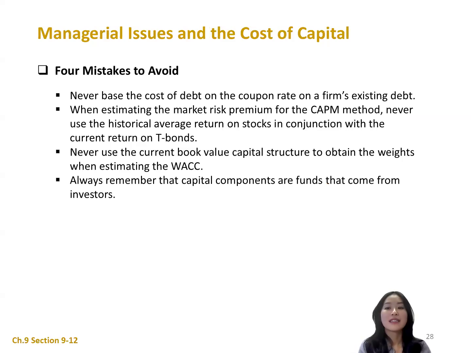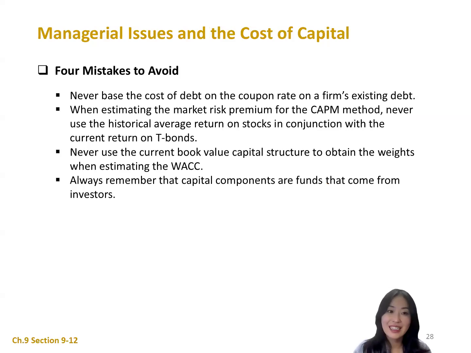Okay, so in this slide, let's look at the 4 critical mistakes to avoid when estimating cost of capital. One of the biggest mistakes is basing cost of debt on the coupon rate on the firm's existing debt instead of the current market rate. The coupon rate reflects the cost of debt at the time of issuance, not the cost of raising new debt today. So the relevant measure is YTM on current debt, which reflects the market required return. So we need to use current YTM on similar debt instruments when estimating cost of debt.